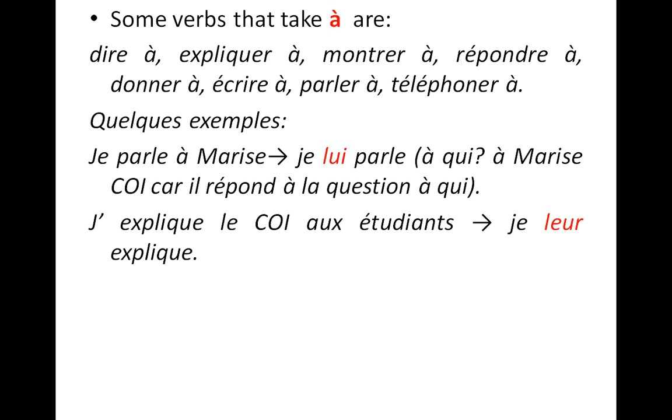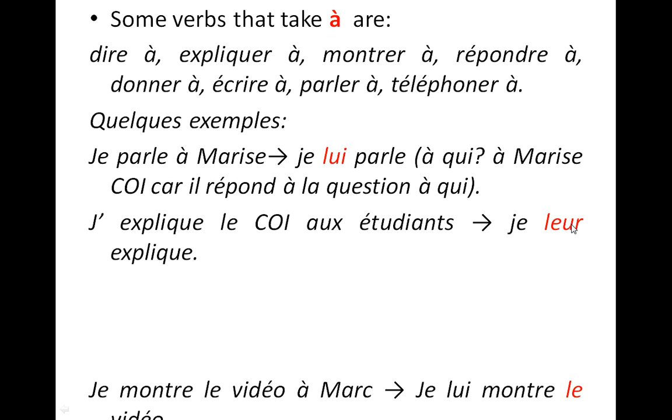J'explique le COI aux étudiants. This is your second example, and here I used AUX because then you have étudiants after it, it's plural. So, j'explique le COI aux étudiants. If you want to replace étudiants here, it's je leur explique. Okay, because you're replacing étudiants, so je leur explique, to them.